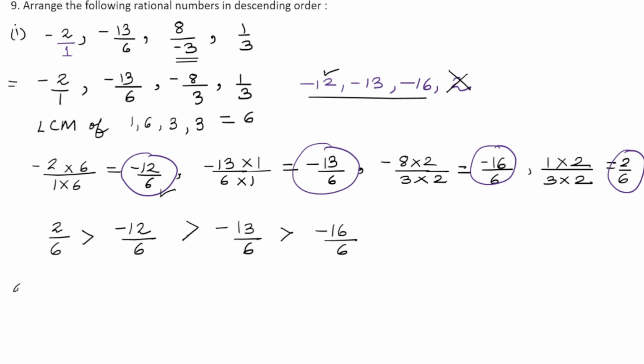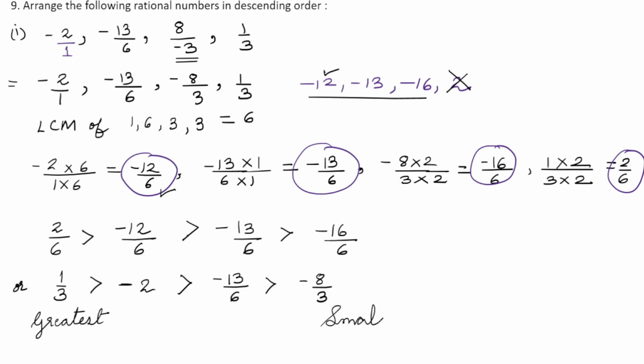Now we are going to write their actual forms. So what is 2 by 6? From the question it is 1 by 3. What is minus 12 by 6? It is just minus 2. Next, minus 13 by 6 is as it is. And the last one is minus 8 by 3. So this is the greatest, or you may say the largest number, and this is the smallest number in this given set of numbers.